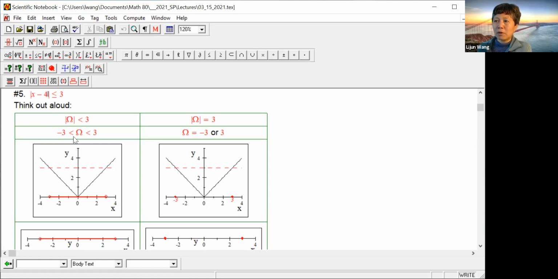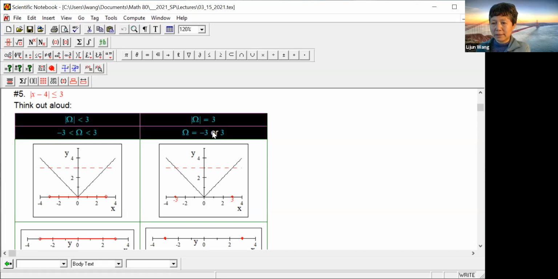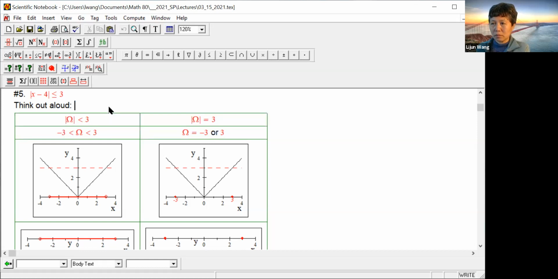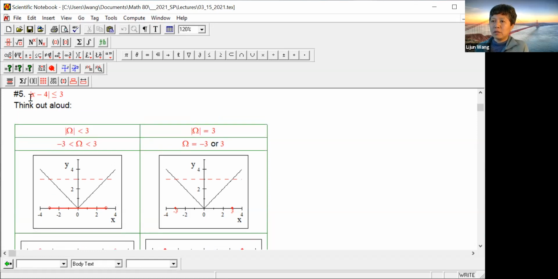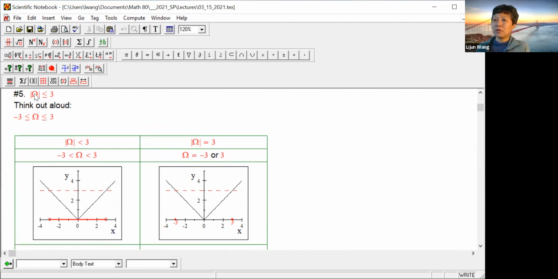Okay, so in our mind, you have these two cases. You're gonna work with omega first. So this is gonna be -3 ≤ omega ≤ 3. And then you're putting your omega, x minus 4, back into the play. So this is gonna be x minus 4. Do you follow me? Symbolic operation.